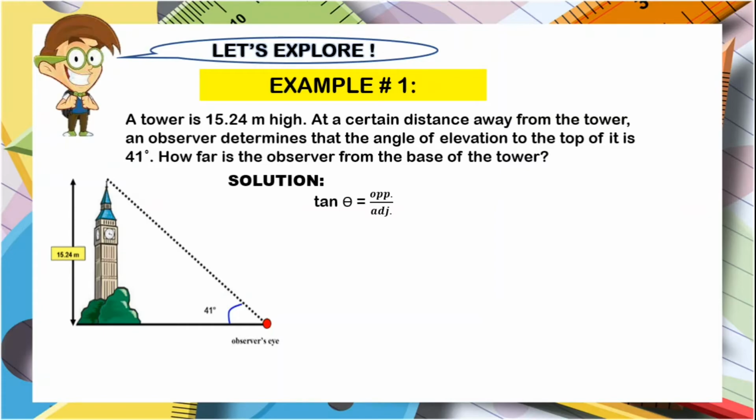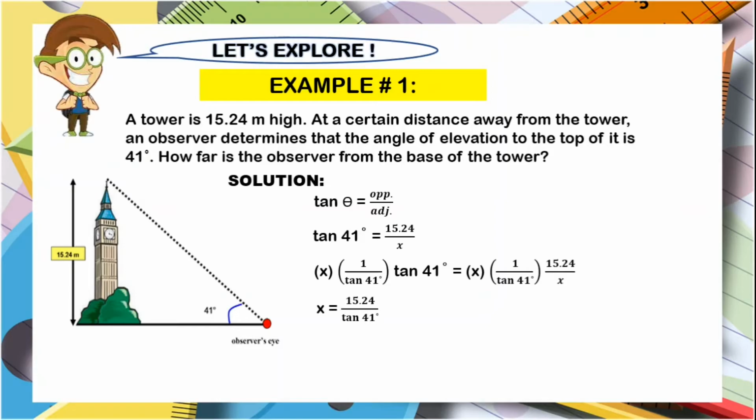Then, let us set up an equation by substituting the unknown into the equation. Substituting, we have tangent 41 degrees is equal to 15.24 divided by x. Then, we multiply both sides of the equation by x and the reciprocal of tangent 41 degrees to isolate the variable on one side of the equation. Thus, we have x is equal to 15.24 divided by tangent 41 degrees.